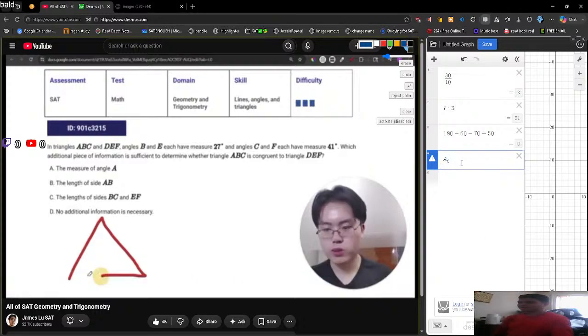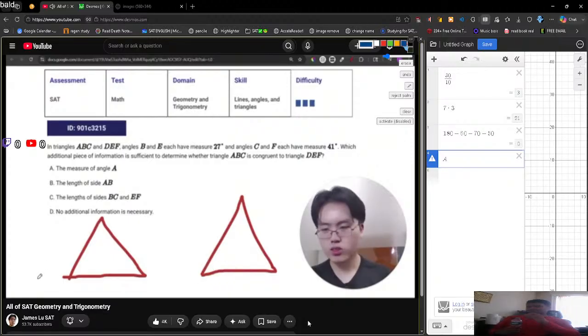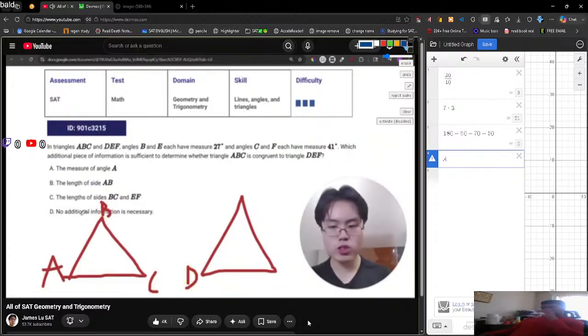Where are we? Okay, so here's a triangle, A, B, C, and then D. By the way, I have seen a question where D, no additional information necessary, was the correct answer. So don't just eliminate that. Anyways, we have angles B and E, so we know these are the same. B and E are 27. C and F each have measures. So we have an angle and an angle.